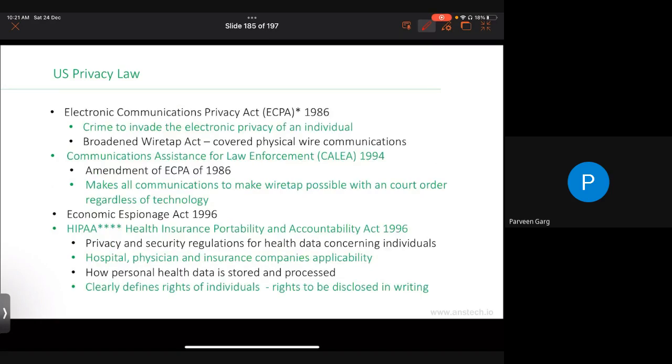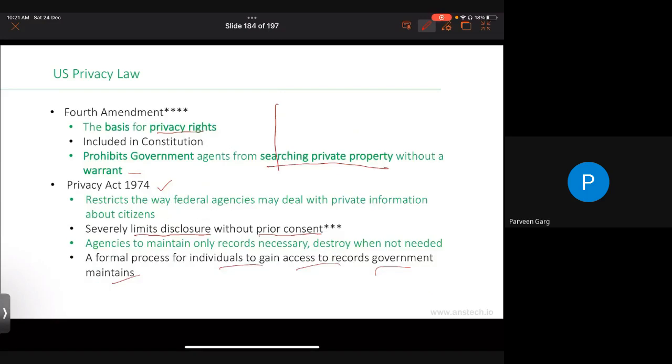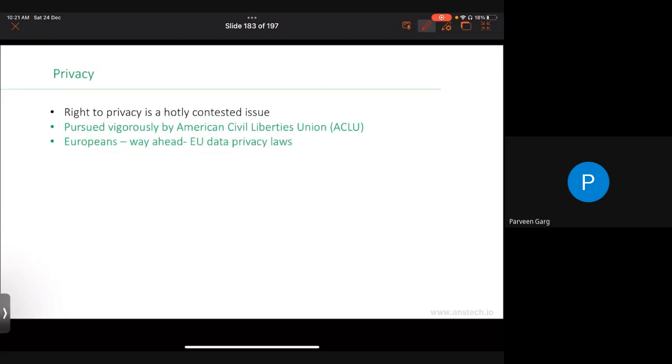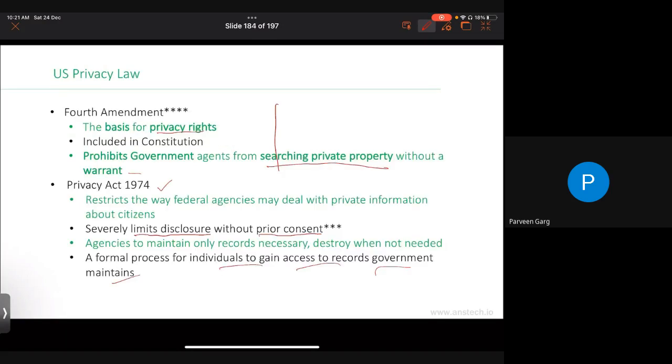Sorry, sir, just one thing. This US privacy law is different, and the Privacy Act 1974 is different? The Fourth Amendment is one, and then the Privacy Act is another. The Fourth Amendment is your right, a basic right. You cannot violate my privacy. Then came a law called the Privacy Act.